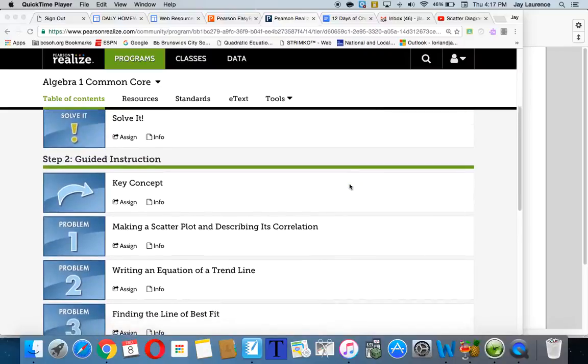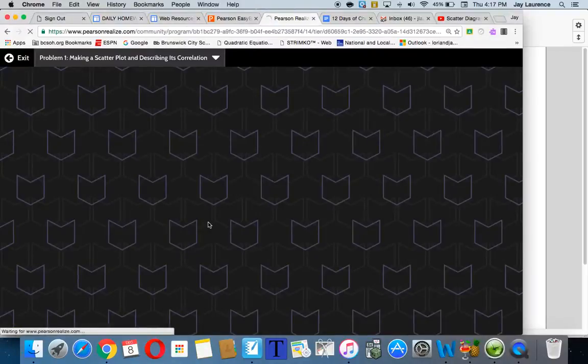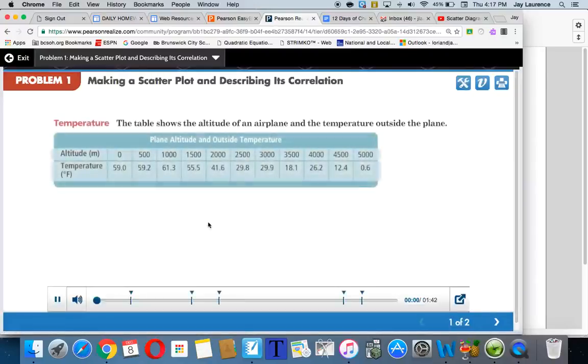So let's talk about, first of all, making a scatter plot and describing its correlation. So let me get this open here. I'm just working from digits, so you could always go back and check that. You could go back and rewatch this on your own. All right, so first of all, they give us a graph, and they're showing the altitude in meters and the temperature in degrees Fahrenheit. Now, generally speaking, the higher altitude you're at, the colder the temperature. You don't notice that if you just go to the top of your roof, but if you go up 1,000 meters, you might start to notice.